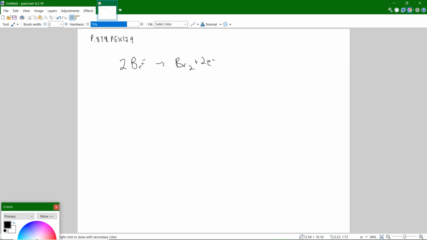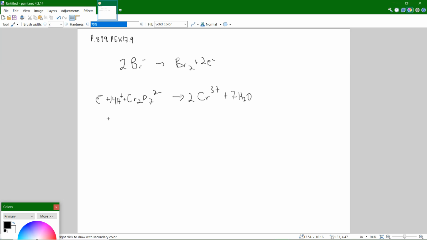So chromium's positive 6 in the dichromate and positive 3 here. So I have to have Cr2O7 2 minus goes to form Cr3 plus. Then I just got to balance it, right? So I'm going to put a 2 here, 7H2O here, 14H plus here. Then I have some electrons.